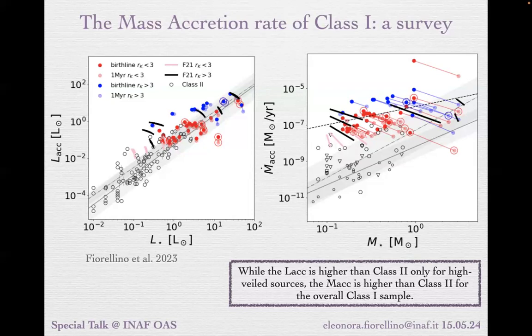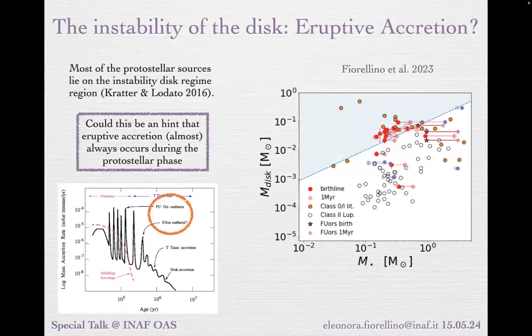Now we have two possibilities. First, the class 1s are not the stage when most of the stellar mass is accreted, and it happens even before the class 0 stage. Or the magnetospheric accretion scenario is not the most fundamental and maybe is not the only accretion theory that works to build the stellar mass. There could be others. For example, a possibility could be the so-called eruptive accretion.